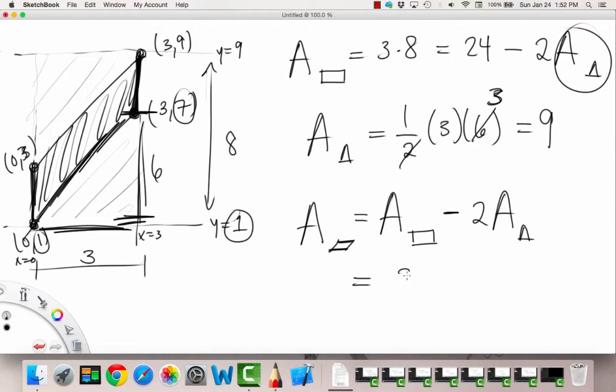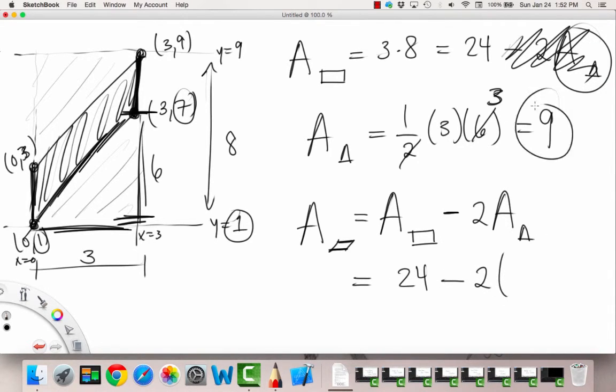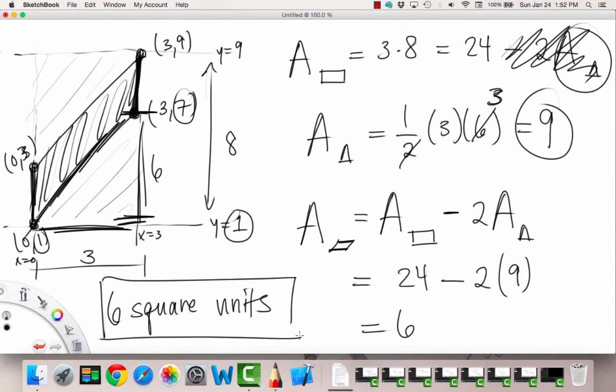So this is equal to 24, which was the area of our rectangle, right? Kind of ignore this part over here now. So the area of our rectangle was 24 minus 2 times the area of our triangle, so that would be 9. So that's 24 minus 18, which is equal to 6. Okay, so our answer is, and we weren't given units, so we could just say in general, 6 square units is the area of our parallelogram formed by those 4 lines.